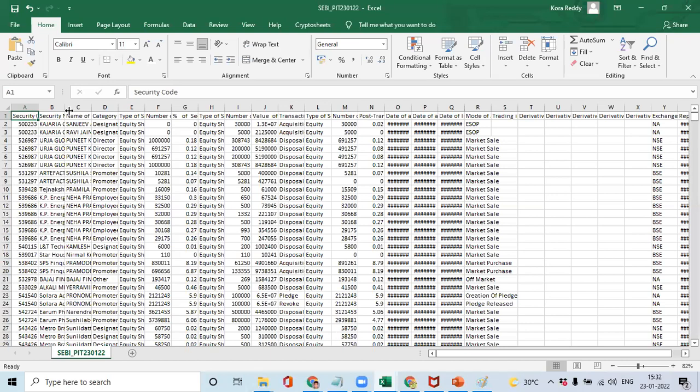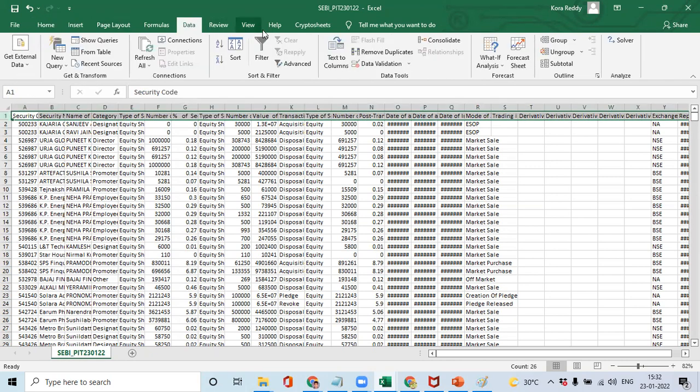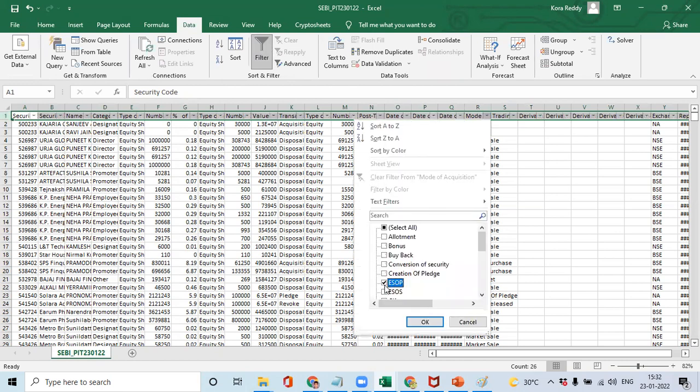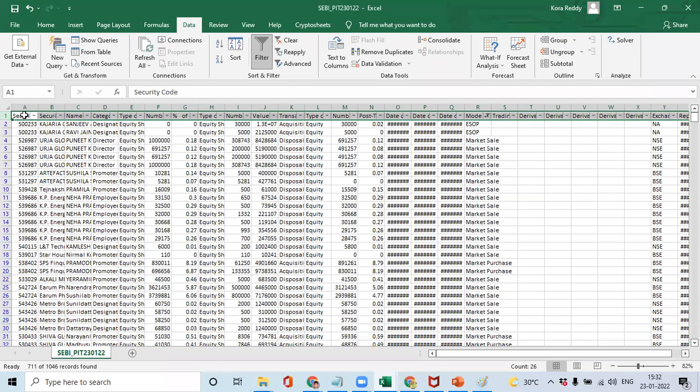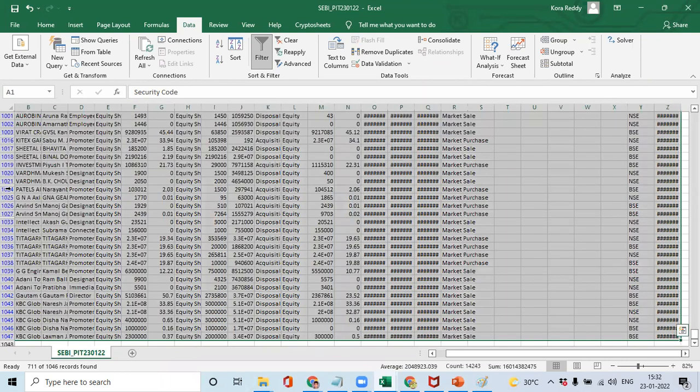I'm not interested in all the transactions. This is the mode of transaction. I'm only interested in market purchases these guys do. So give me only ESOP, ESOS, and the market purchases and market sales. I'm not interested in pledge, whatever these guys do. So this is my filtered data for this month.